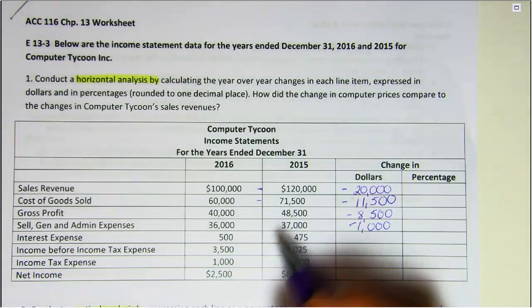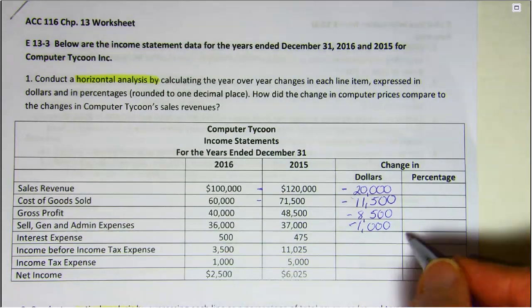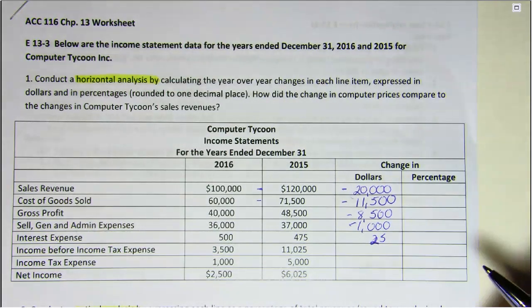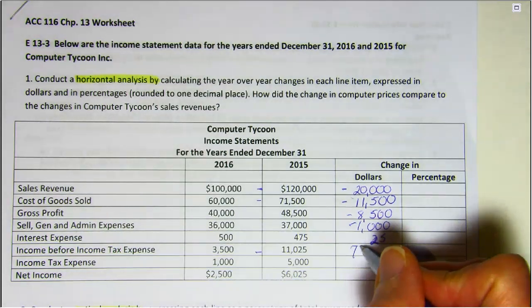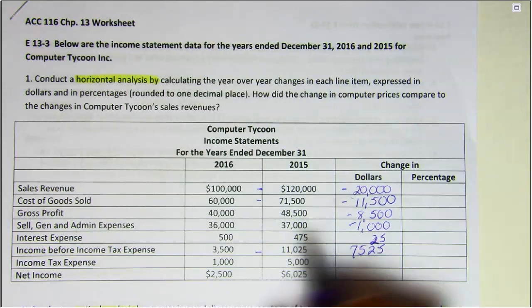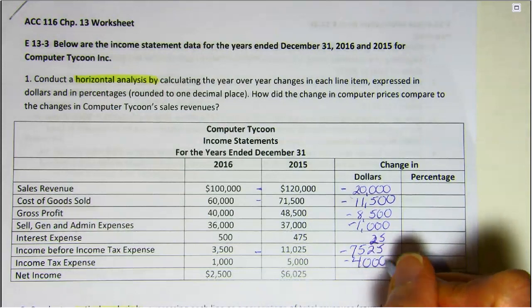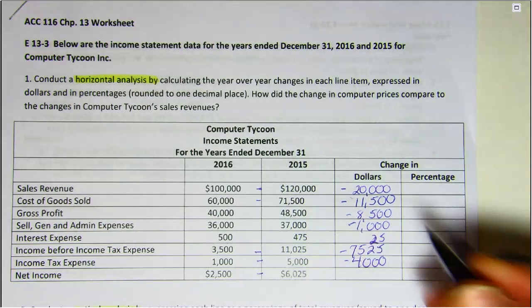Now, if we look at selling, general, and administrative expenses, if we look at interest expense, it actually went up from 2015 to 2016, so that was an increase of 25, so we would not put a minus sign then. Let's finish these up. Subtracting each one.